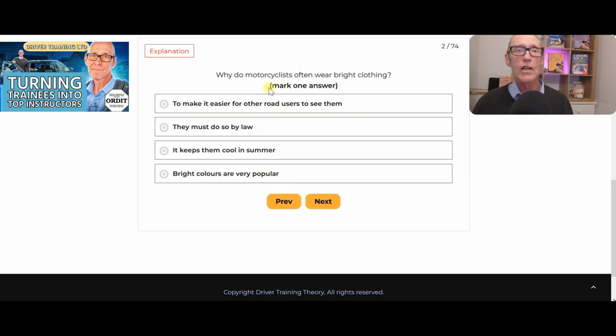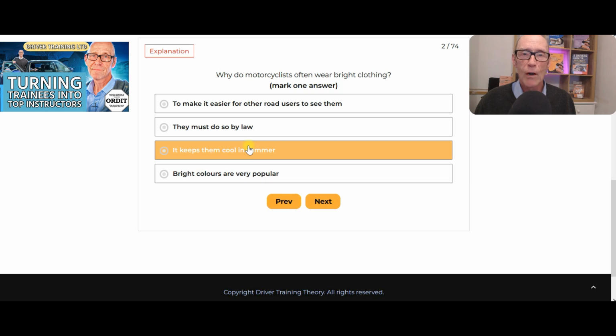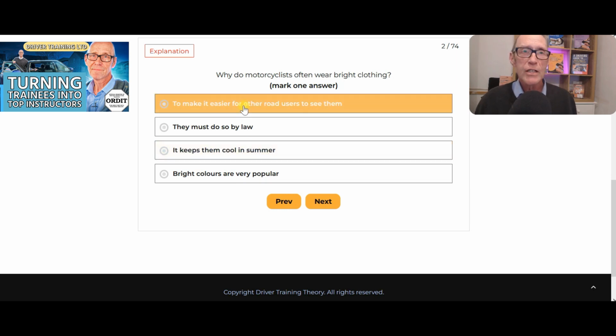Why do motorcyclists often wear bright clothing? Well, I'd presume that's because bright colours are very popular these days. No, I'm joking. It's obviously, hopefully, we just know that from our general driving, it just makes it easier for other road users to see them. The fluorescent colours makes it easier to see. Is that the right answer? Yes, it is. 2 for 2 so far.